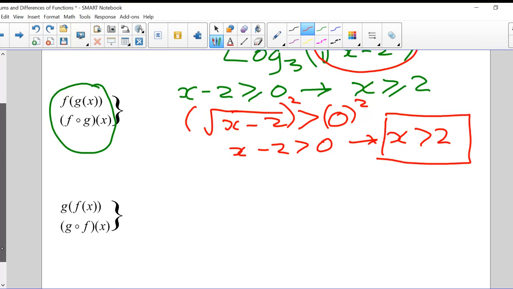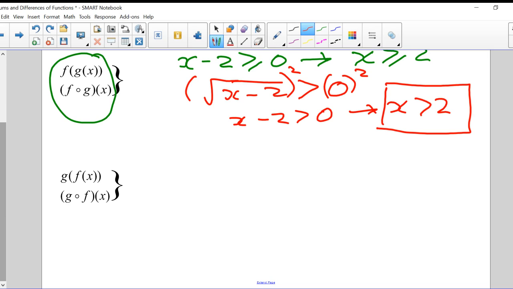Is it the same if we go the other way? Well, let's find out. The g of the f of x, remember, and I said this to you when we were doing compositions of functions earlier on, f of g of x and g of f of x are not the same thing.